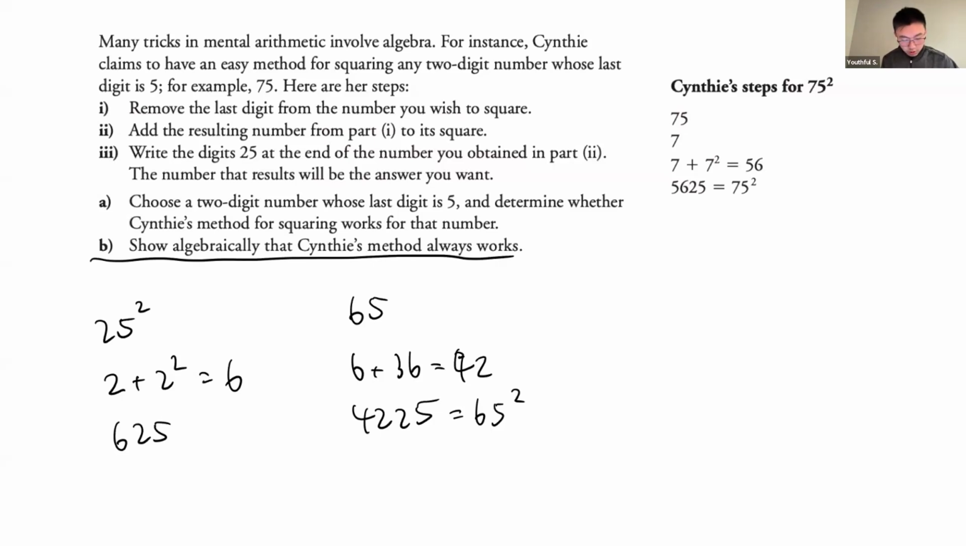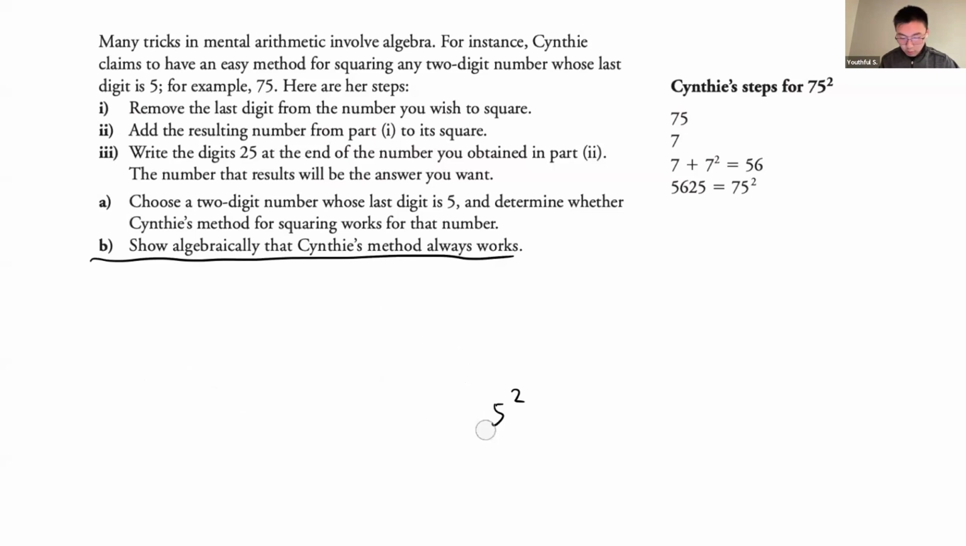But now they want us to show algebraically that Cynthia's method always works. And really, when they say always, there aren't that many numbers for it to work because it's very specific. It's a 2-digit integer that ends in 5. So this is kind of interesting. We want to prove this algebraically.